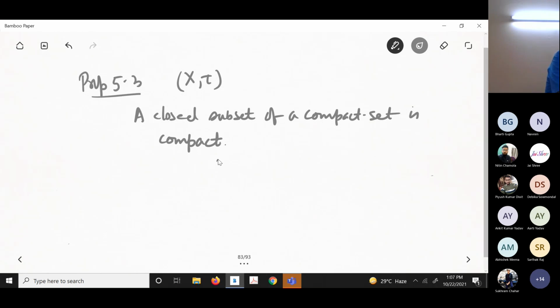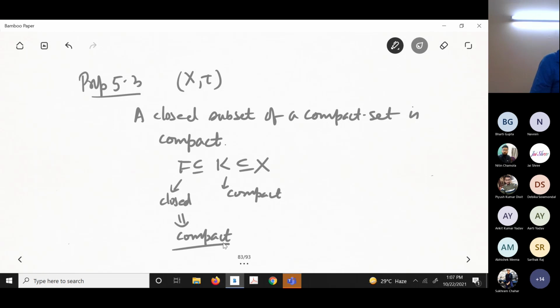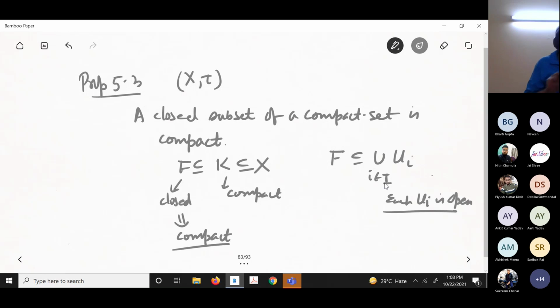Suppose you have this X, this is F, this is compact, this is closed. This is your hypothesis, and I am claiming F will actually be compact. Right now I do not have anything about compactness other than the definition. That means I'll have to show that every open cover of F has a finite subcover. So you take an open cover of F, where the U_i form an open cover, each U_i is open. I'll have to show this has a finite subcover.